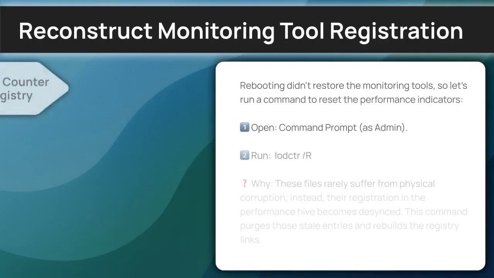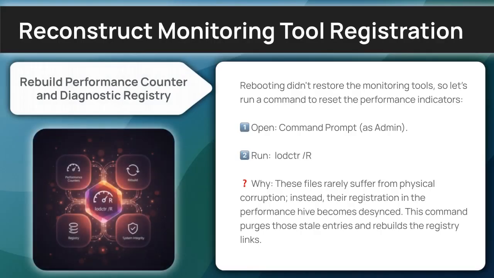With the restart confirmed as ineffective for this instance, let's analyze the registry settings next. If you need to pause the video while navigating the registry editor, feel free. Rebooting didn't restore the monitoring tools, so let's run a command to reset the performance indicators. First, open command prompt as admin. Second, you're going to type lodctr /r, then hit enter. Why are we doing this? Well, these files rarely suffer from physical corruption. Instead, their registration in the performance hive becomes desynced. This command purges those stale entries and rebuilds the registry links.